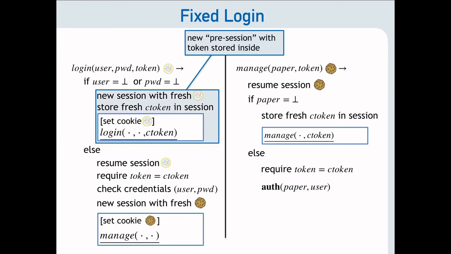We introduce a so-called pre-session. So if no username and password are provided, we start a new session with a fresh session cookie. And inside this session, we store a fresh random value, the CSRF token. And in the response, we set this cookie in the user's browser and we supply the login form where the username and password are left for the user to fill in. But as an additional parameter, we provide this CSRF token that we just created for the session.